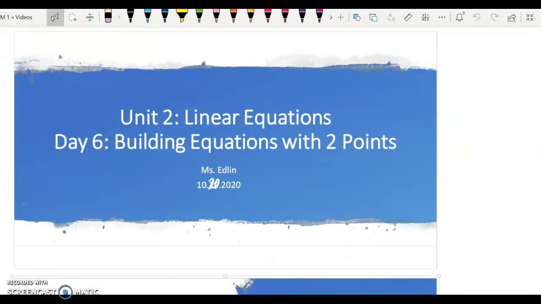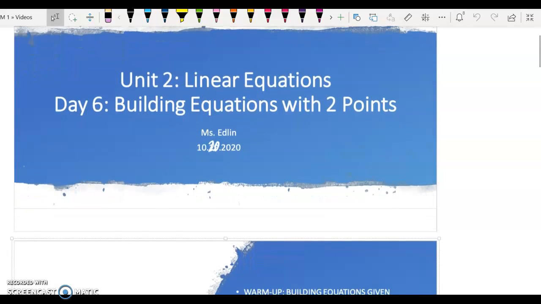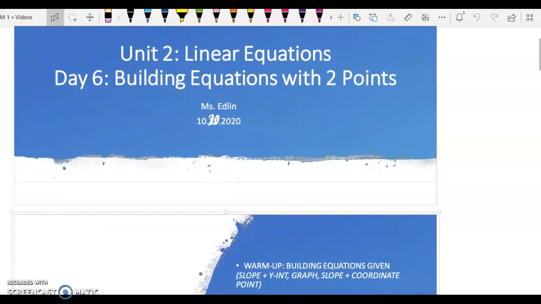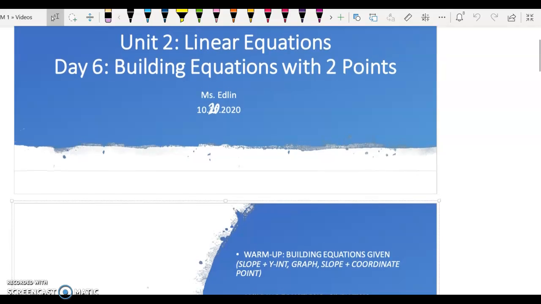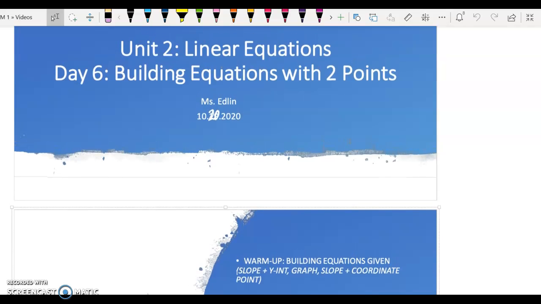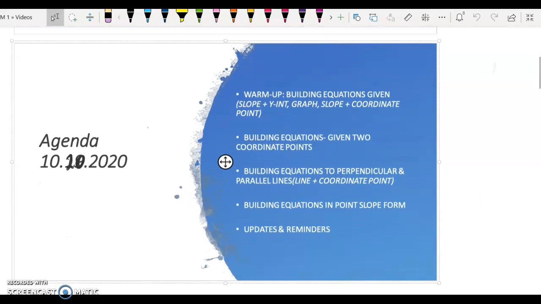Good morning, everyone. Today I am going over the lesson that I taught on day 6, which would have been on, I believe, the 19th or the 20th of October. For those of you on A day, it would have been the 19th, and those on B day, it would have been the 20th. So this is linear equations, building equations with 2 points.